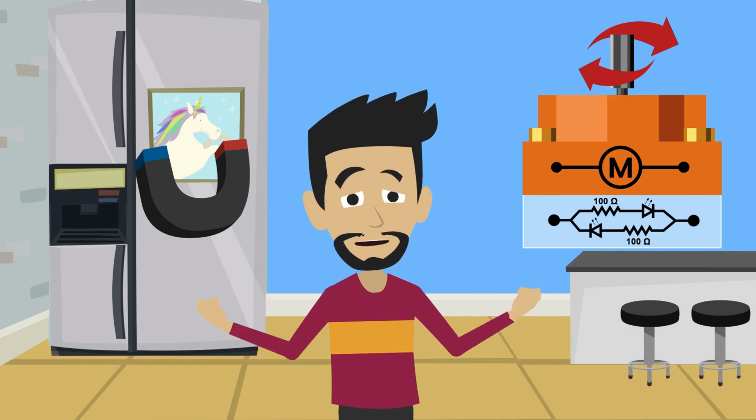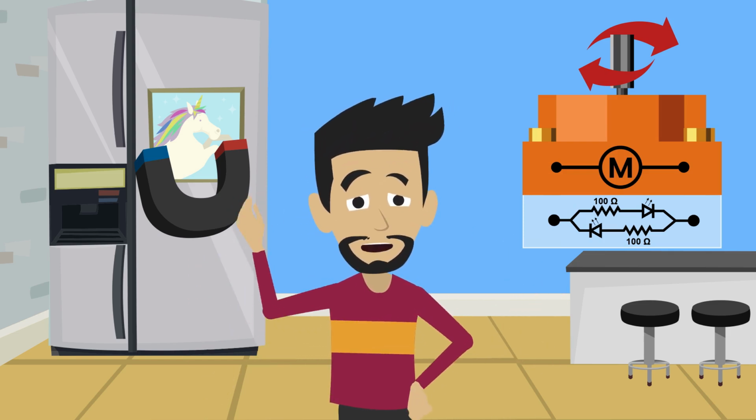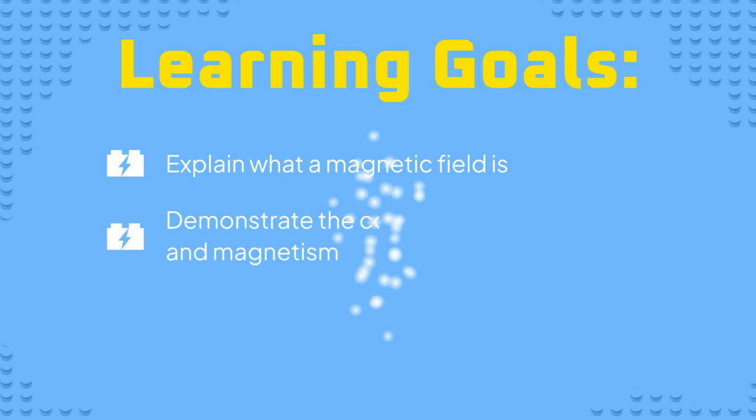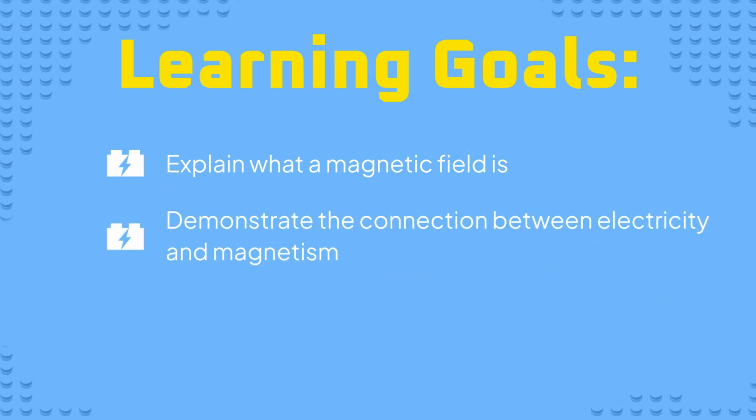What you've done is discovered one of the coolest connections in science. Electricity and magnetism are linked. By the end of this video, you'll be able to explain what a magnetic field is. You'll be able to demonstrate the relationship between electricity and magnetism. And you'll be able to explain Faraday's law and why it's important to electrical engineers.